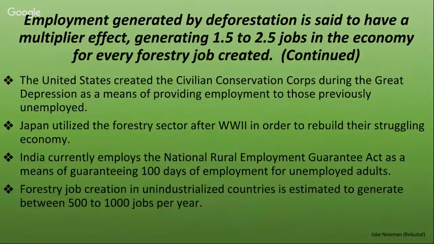These are a couple examples of countries that have used the forestry market and deforestation to help build their economies after they plummeted, such as Japan after World War II, and the United States during the Great Depression. They created the Civilian Conservation Corps. India is using the National Rural Employment Guarantee Act right now, which guarantees 100 days of employment for unemployed adults, as well as forestry job creation in unindustrialized countries, which is estimated to generate between 500 and 1,000 jobs a year.